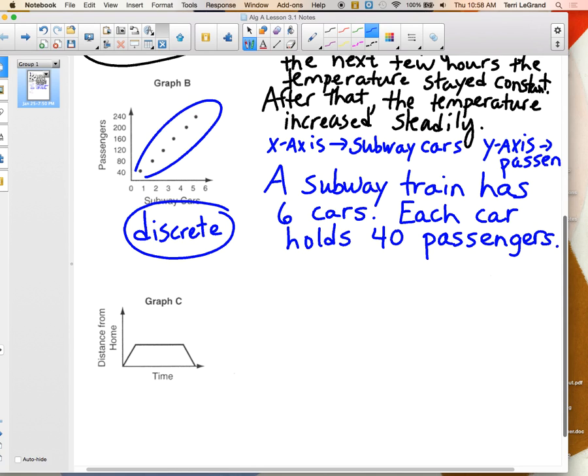And you know what? That's all we have to say. Each point represents a car, and then it has another 40 passengers in it. So when you look at the graph, you say, oh, when there are 2 subway cars, that would mean there are 80 passengers altogether in just those 2. When there are 5, there are 200 passengers altogether on this subway.